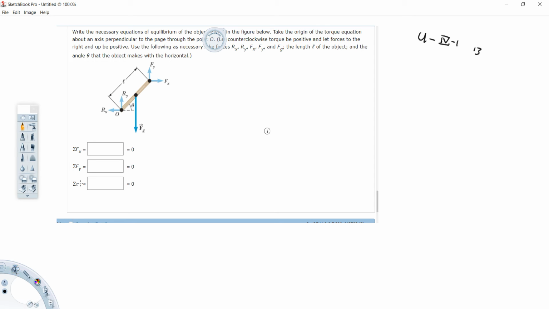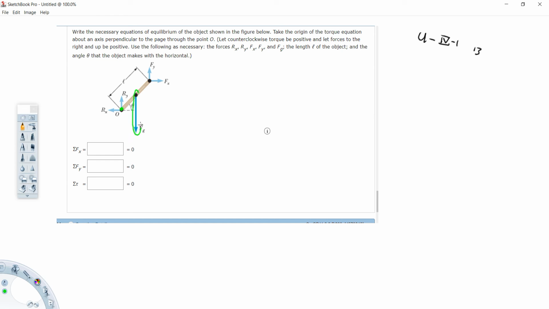And then third, for this one, sum of all torques equals 0. They even mention, take the origin of the torque equation to go through O. So they're talking about here. Let me put a green dot there. When you sum torques about the green dot, these two forces don't have any torque arms. So that should tell you what to do about those.